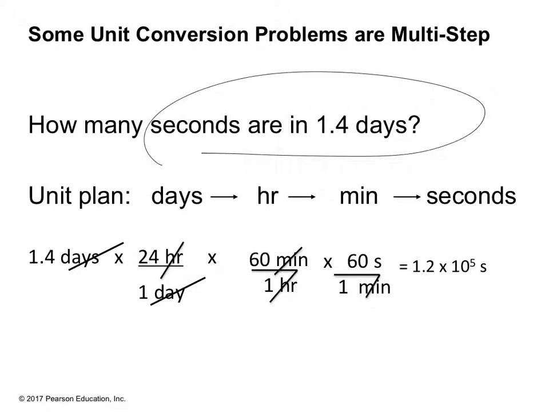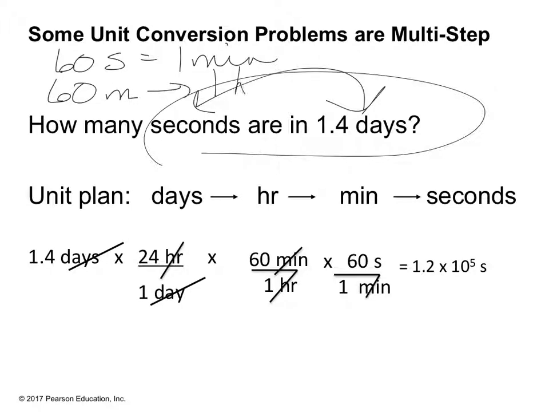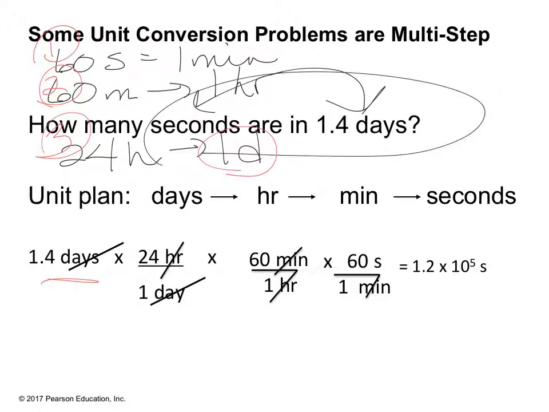Well, it's unlikely that you have the conversion factor between seconds and days lying around in your head. What I would do, I know that there are 60 seconds in 1 minute, and 60 minutes in 1 hour, and 24 hours in 1 day. So I would probably do a 3-step calculation using each of these to get to the units I want, which are seconds. So again, start with the original given information, which is 1.4 days.